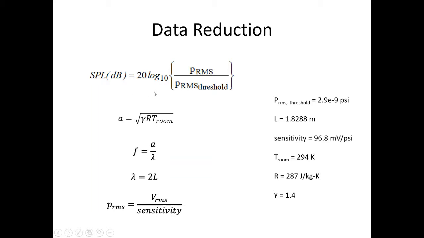The pressure values were converted to sound decibel values by taking the base 10 log of the ratio of the pressure RMS value to the human hearing threshold pressure value, and multiplying that by 20. Also, the resonance frequency of the tube was estimated by dividing the speed of sound, a, by the wavelength, which is 2 times the length of the tube, because only half of the standing wave occupies the length of the tube.